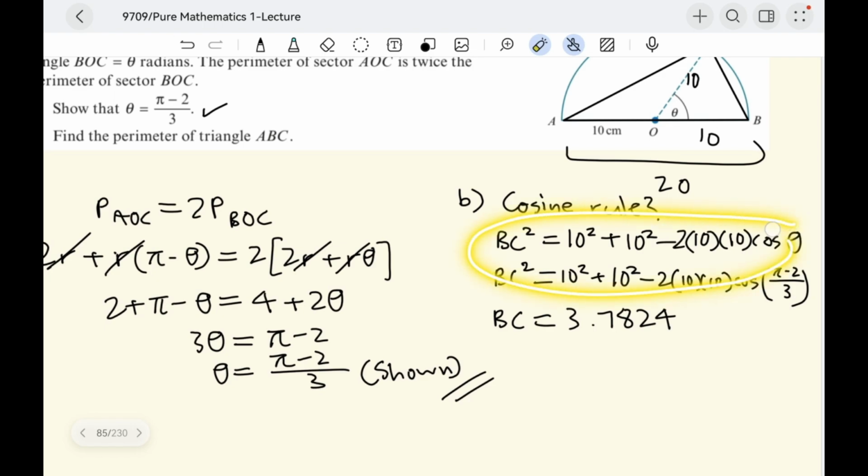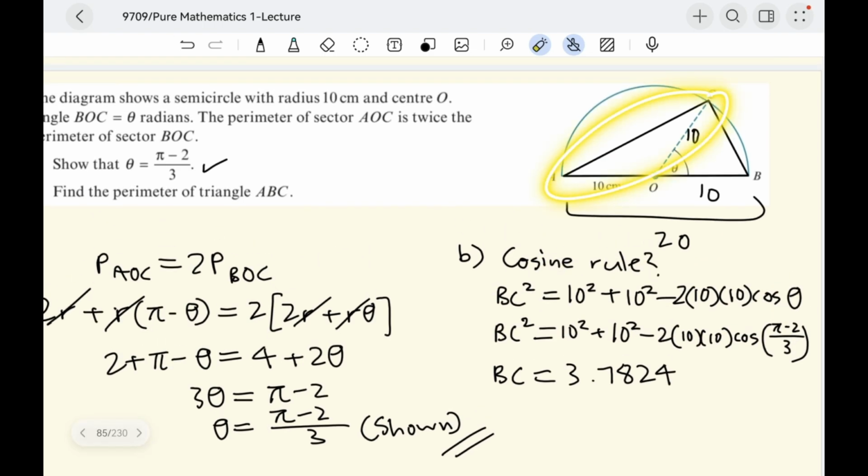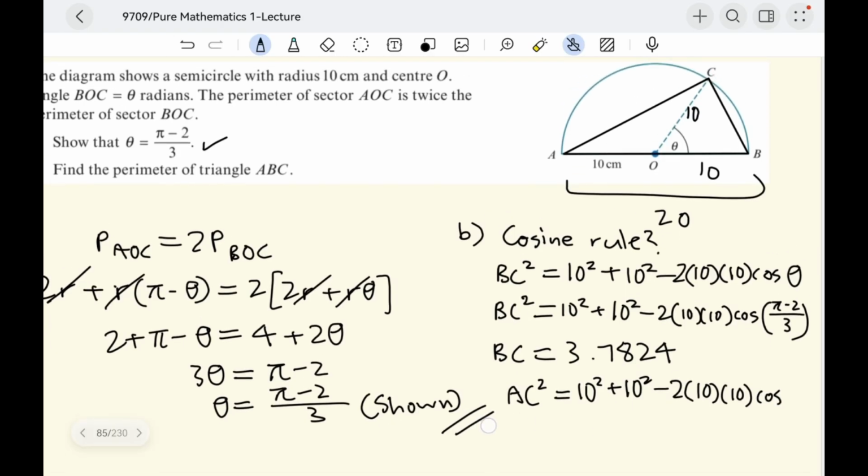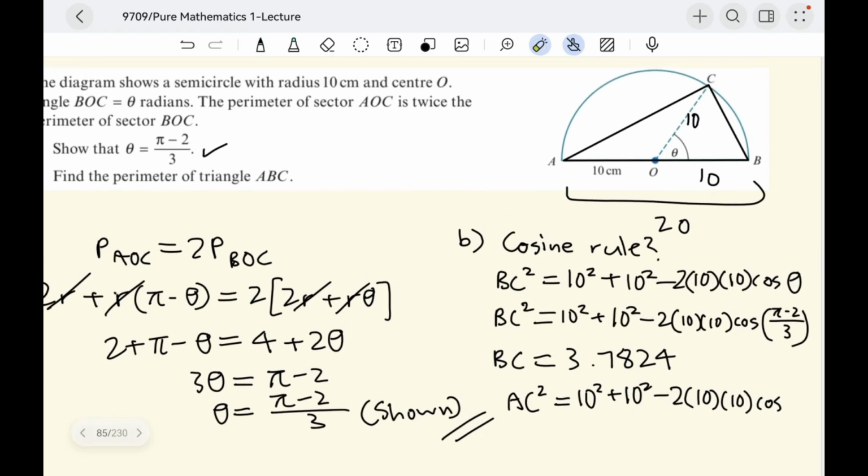Carry out the same steps for the length of the chord AC. Next we are looking for the length of the chord AC before calculating the perimeter of triangle ABC. So AC squared equals 10 squared plus 10 squared minus 2 times 10 times 10 cosine of what angle? You must depend on the opposite of this length, the angle of this length.